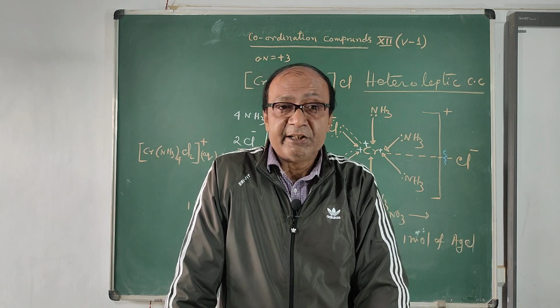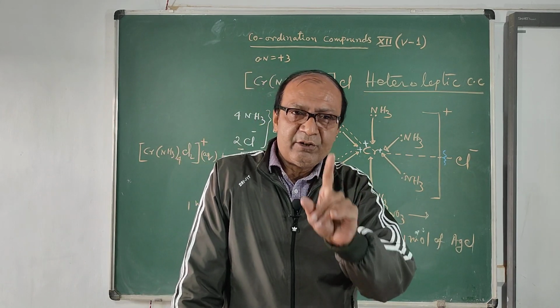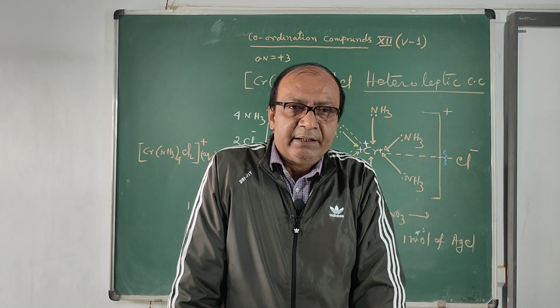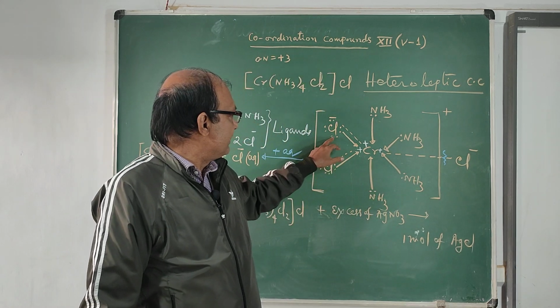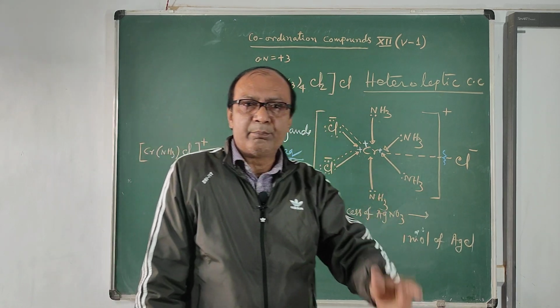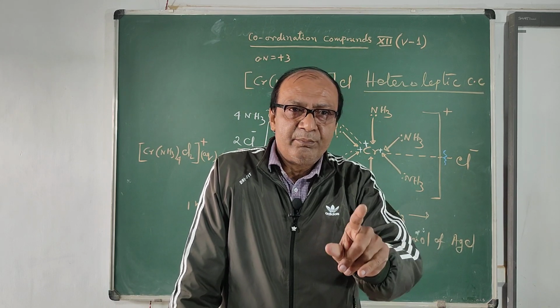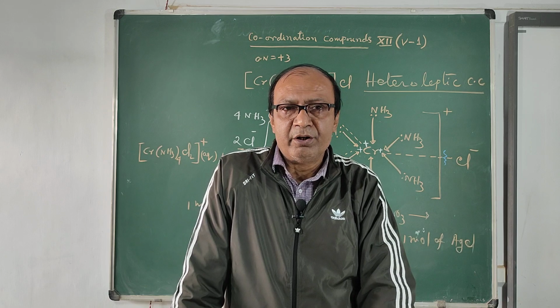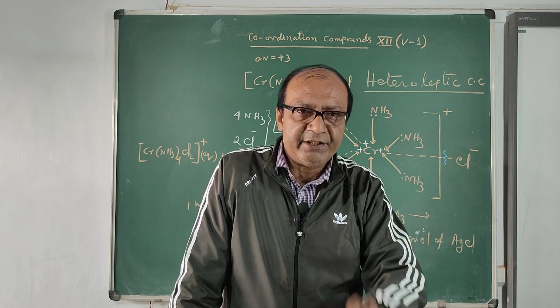Remember it: no matter how many lone pairs an atom has, it can form only one coordinate bond. So make it clear. Never confuse this, thinking that there are 4 lone pairs, so it can form 4 coordinate bonds. Not like this. An atom can form only one coordinate bond irrespective of the number of lone pairs present on it.